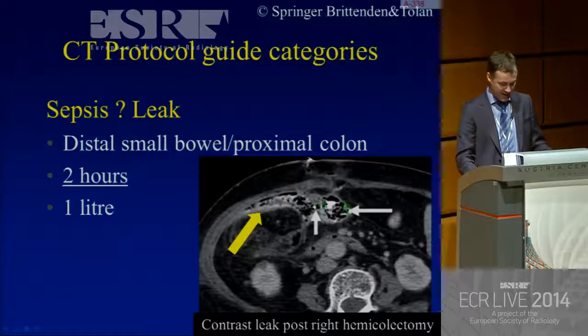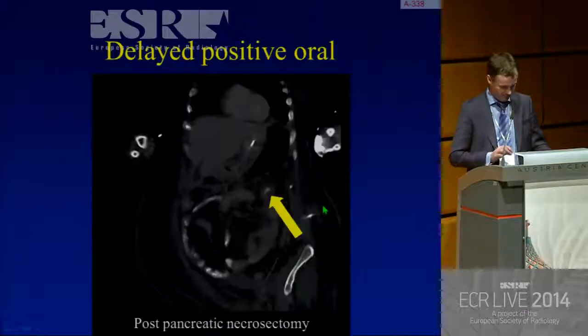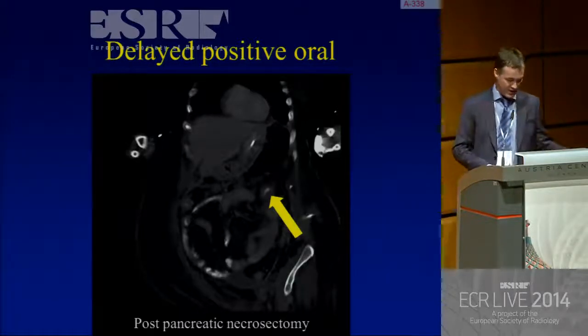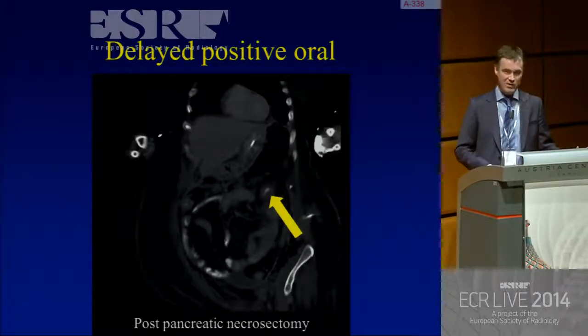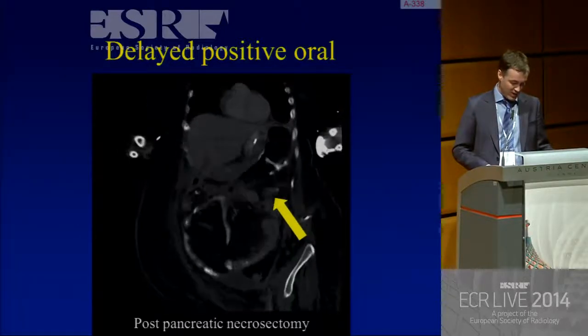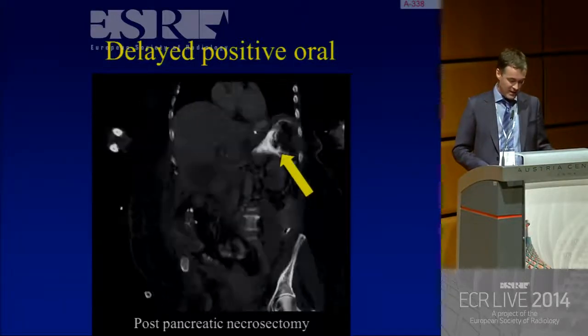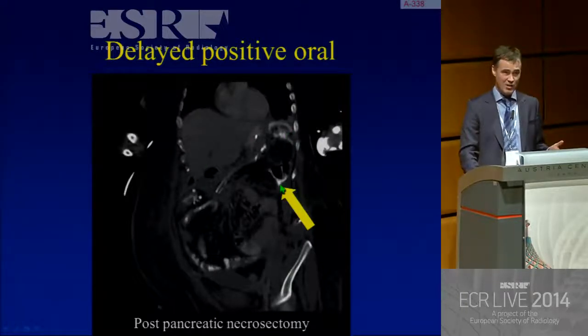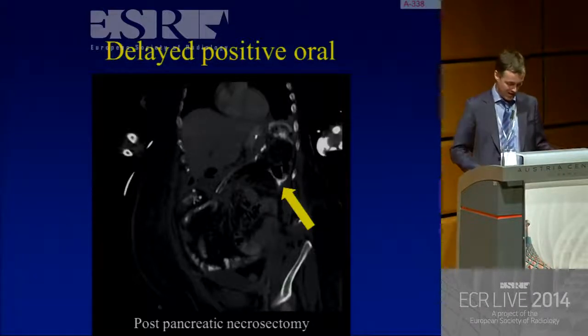And we can see here, this is a patient who's had a 2-hour delay, and we can see that they've got a leak from their anastomosis after a right hemicolectomy. Here's a patient that had pancreatic necrosectomy after acute pancreatitis, and the surgeon was not happy with the patient. They were septic. We gave the patient a 2-hour delay, and we can see the contrast here that's leaking from the transverse colon out into this big collection. So this isn't just necrotic pancreatic tissue, this is actually a colonic leak. So this patient had to go back to theatre to be defunctioned and have that abscess removed.